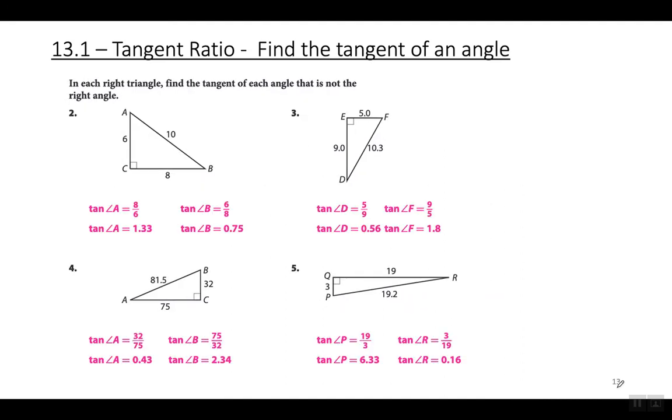Okay, so notice something. For the tangent of angle A compared to the tangent of angle B, like I just said a second ago, they're reciprocals. They're both reciprocals of each other. Because we need that for the next questions that I'm about to do, okay?